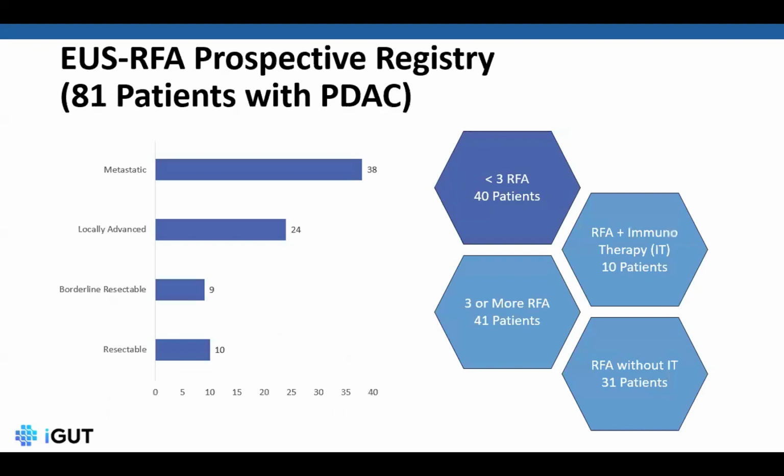I'm going to show you the data from our prospective registry. We finished enrollment about 6 months ago, so we have some survival curves coming out from all the patients. We have 38 metastatic patients treated in the prospective registry, 24 locally advanced, 9 borderline resectable, and 10 resectable. Out of them, 40 had less than 3 RFAs, and 41 had 3 or more RFAs. Some of these metastatic patients, we did give immunotherapy on top of RFA.